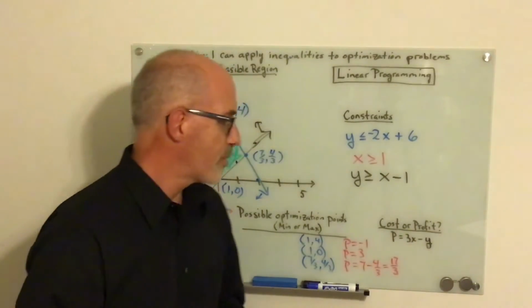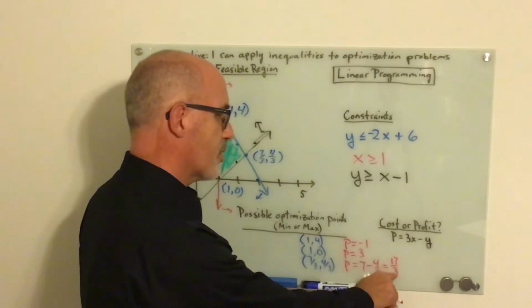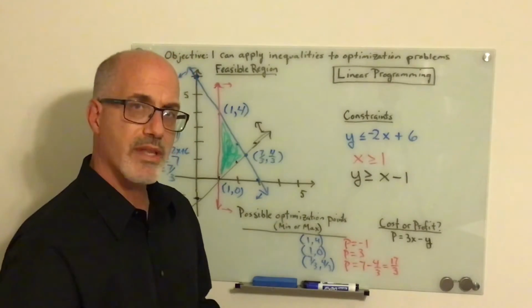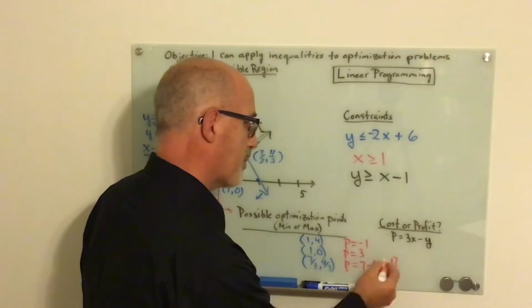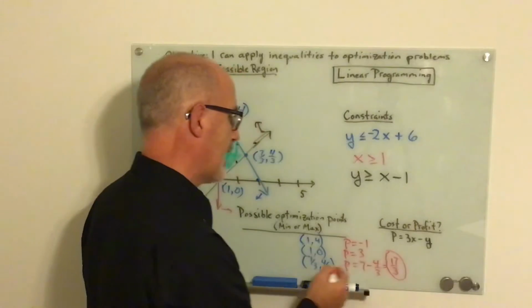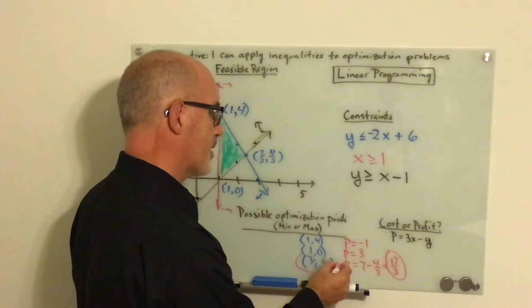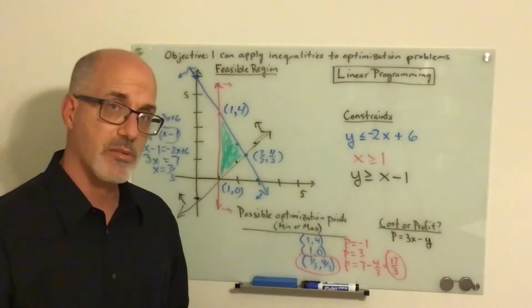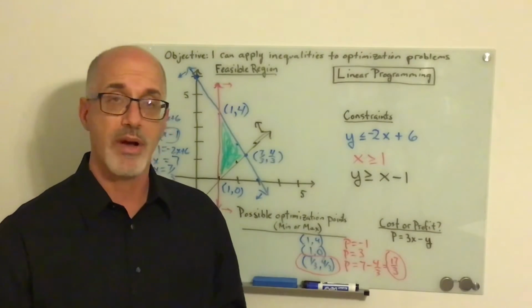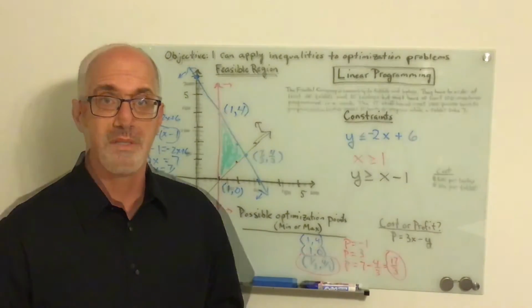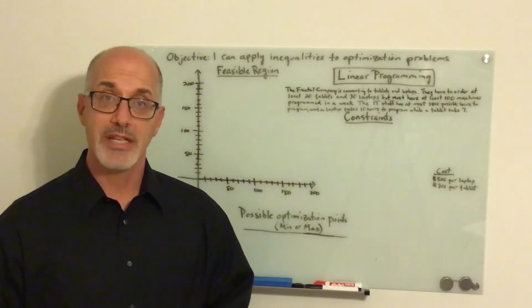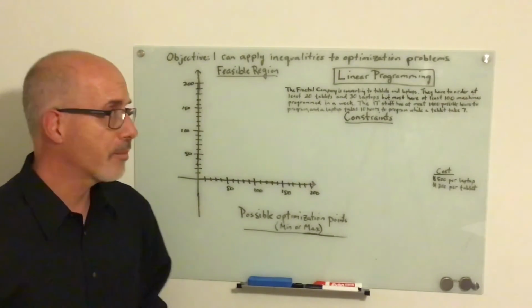Okay, so that 17/3, notice 17/3 is a little more than 6. This would be my maximum profit, and this would be the point that would give me the maximum profit or optimize the profit in this case. So now let's look at a specific optimization problem.